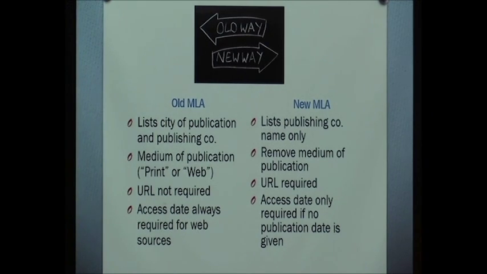Also, I see that you'll have something like print or web listed. You'll have the type of source listed. A lot of the citation generators will give you that piece of information. They'll ask you for that. Problem is, we don't need it anymore. We're not listing the type of source because the way we're going to craft the citation is going to tell us what type of source it is. It'll be obvious and easy, which makes things a little easier for us.